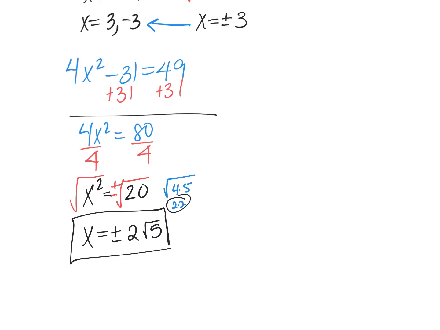No, because it's not negative 20. The plus or minus is in front of the square root. If it was negative 20 inside the square root, then yes, it would be i.